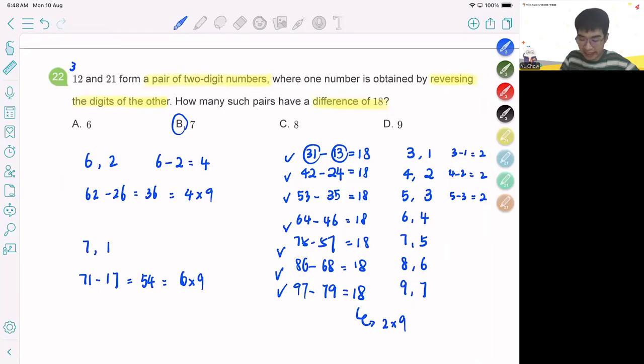And would you look at that, 7 minus 1 is 6. So these are some very interesting properties, which hopefully you will remember next time you are forming two-digit numbers using digits and their reverse. Okay, so that is question 22.